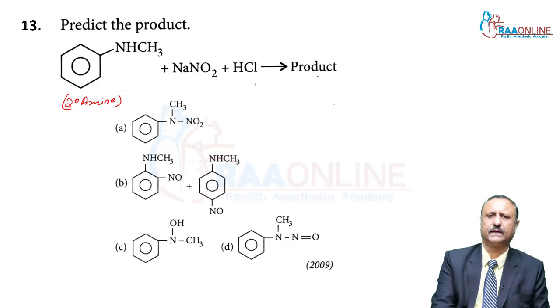NHCH3 reacts with NaNO2 and HCl. When NaNO2 and HCl react, they give us HNO2. My dear students, why are NaNO2 and HCl always taken in these reactions? We cannot take nitrous acid, HNO2, directly. This is also a concept.